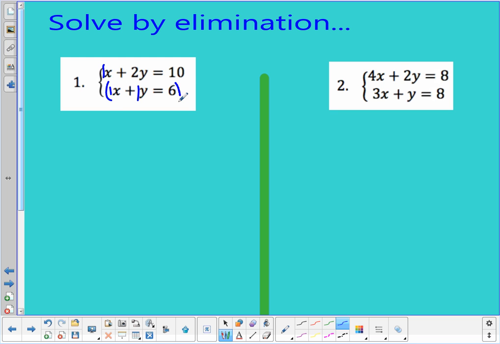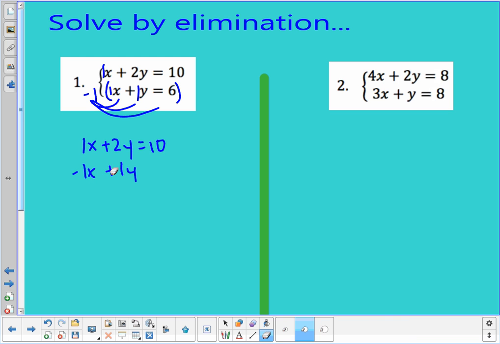And I'm going to go ahead and multiply these by -1. I chose the bottom equation for no particular reason, just so that I had one that was negative. So my top equation stays the same. Bottom equation turns into -1x minus 1y equals -6. Don't forget to distribute.